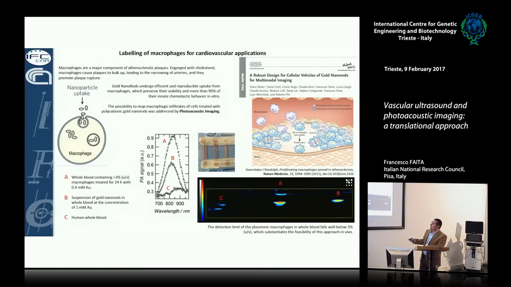And after acquiring spectra, we also acquired images, and we changed the concentration of gold nanorods embedded in macrophages, and we found that the detection limit of these plasmonic macrophages is well below 3% dilution, which means that we can now move to in vivo experiments.